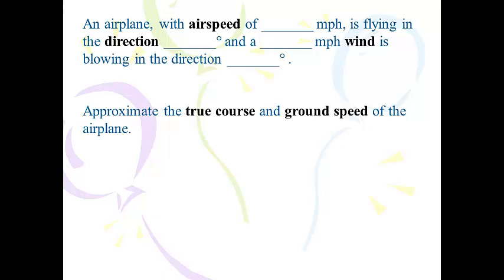So, airplane with a given airspeed and a given direction, and there's a wind with a given speed and a given direction. And we're going to approximate the true course and ground speed of the airplane. And so these will be the same examples we had in lesson 31. The only difference is we're going to be using a vector method instead of a parallelogram method to solve them.